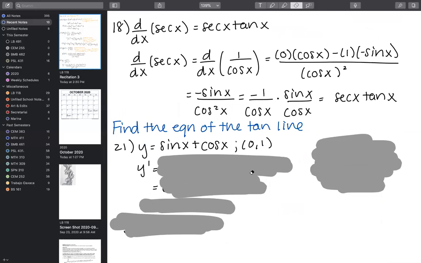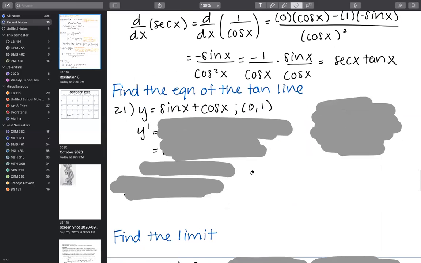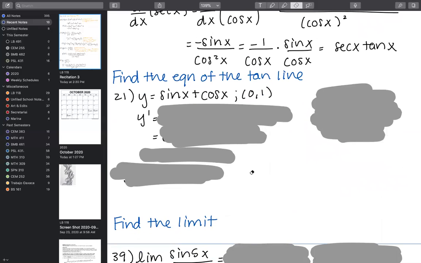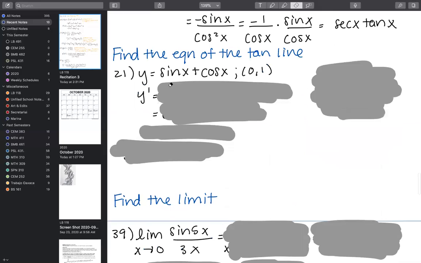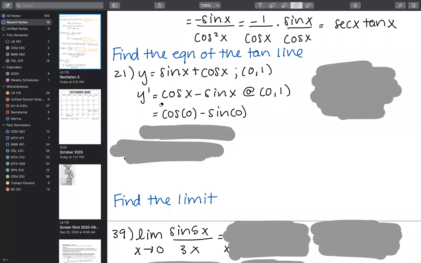Find the equation of the tangent line, exactly the same as what we did before, except now we're going to apply the derivatives of our trig functions. And so we get the derivative of the first. I don't need to use the formula. There is no multiplication here. So it's just the derivative of sine x, which is cosine of x, plus the derivative of cosine of x, which is negative sine of x. And we want that at the point (0, 1). And so we're going to plug in 0 for all x values.